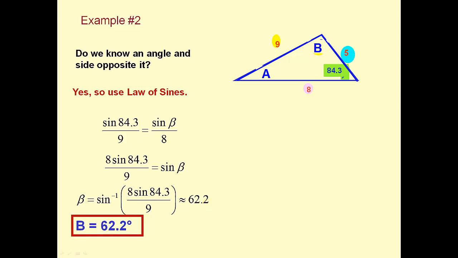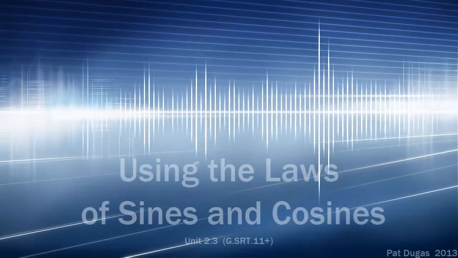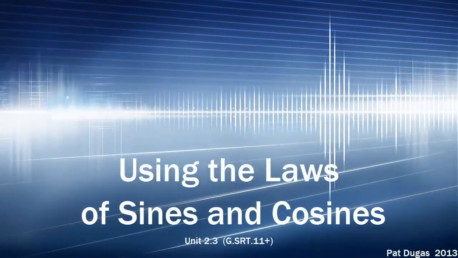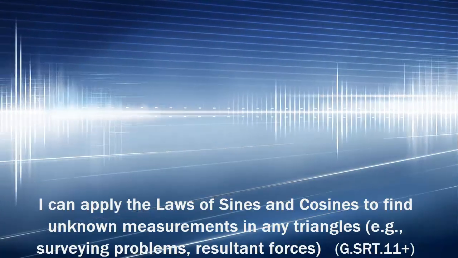Let's put that in our triangle. Now we can use basic geometry to find alpha, or A, that third angle. Alpha is going to be 180 minus the other two angles. It's going to be 33.5 degrees. And now we've solved our triangle. Notice how we went after the largest angle first. So that's how you use the law of sines and cosines to solve any kind of problem involving any kind of triangle.